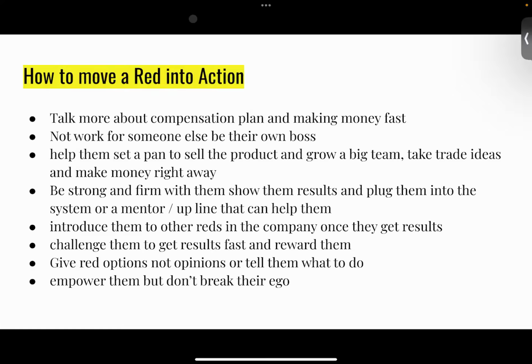Moving on to how to move a red into action. We understand how to identify a red, what a red is. Now, how do we get them to move into action when it comes to building the business? You need to understand who a red is, you identify that that person is red. Now, okay, how do I get them to build a business? How do I get them to make money trading? This is how you do that.